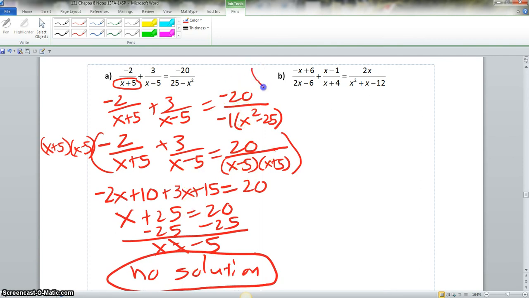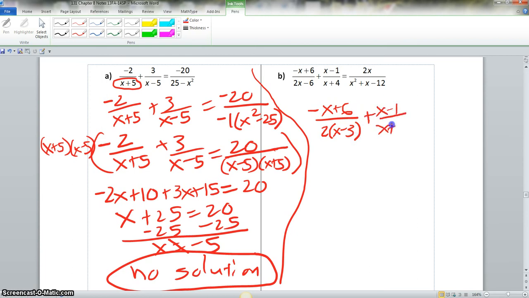Now, we come here to B. First of all, let's factor all of these denominators. So we had negative x plus 6 all over, we could factor out a 2, and that would give us x minus 3, plus x minus 1 over x plus 4 is equal to 2x all over, this will factor out to x plus 4 and x minus 3.